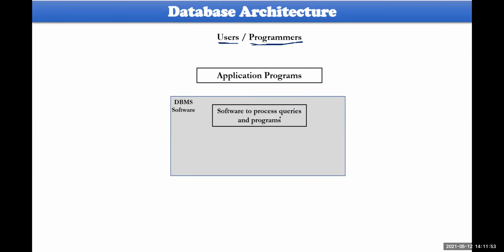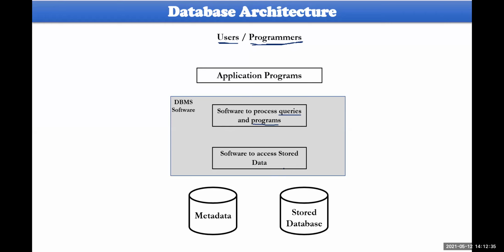During the processing, the database software with the queries and programs may be used to access the stored data. While doing some kind of operation, we must access already stored data in auxiliary storage devices. This accessing of stored data will be done through two different types of databases: one is metadata and the second is the stored database. Look at this: users or programmers access the application programs, application programs send queries to the software that processes queries and programs, and it always accesses the data from the databases.